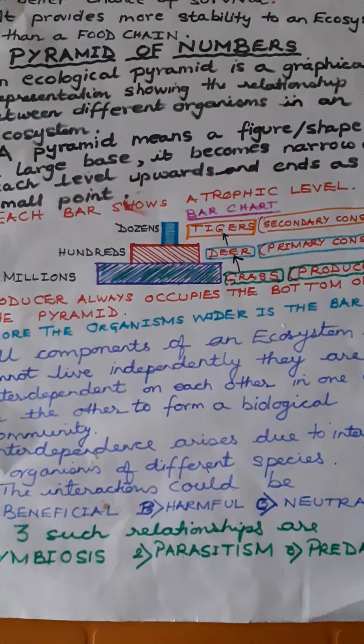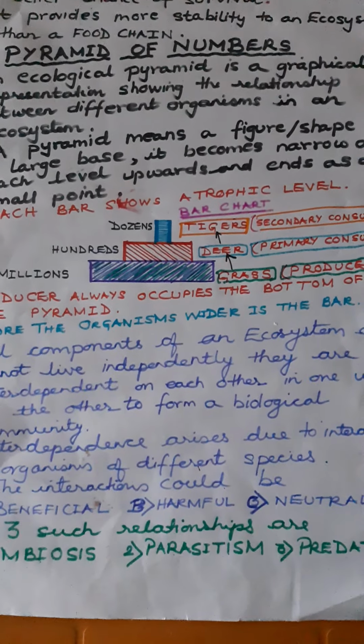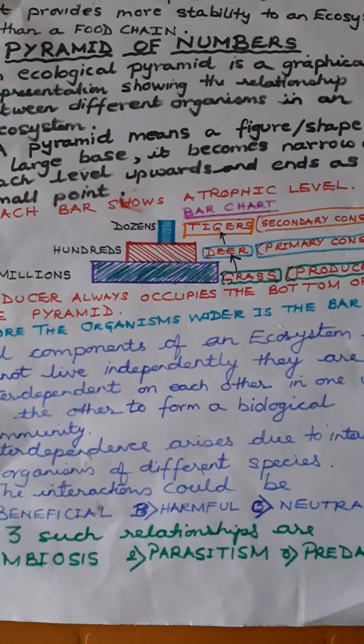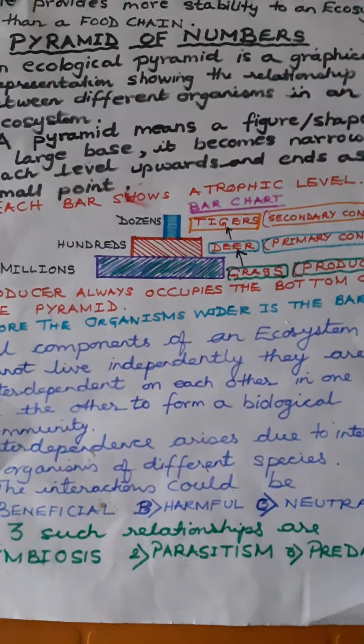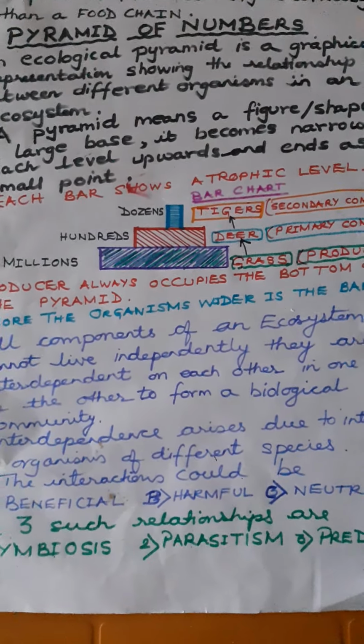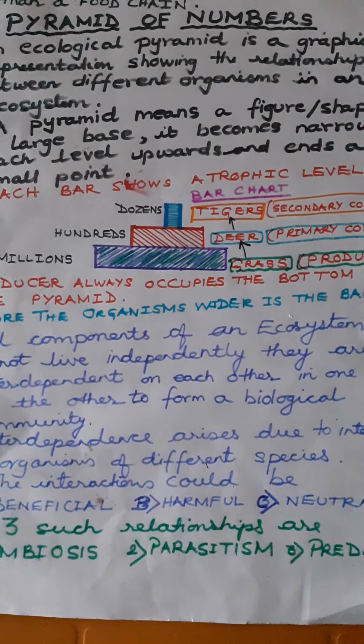Hello, children. We have been doing the ecosystem. In my last class, we did the food chain and food webs. Now, today, let me continue with pyramid of numbers. Pyramid of numbers is an ecological pyramid we are talking about.